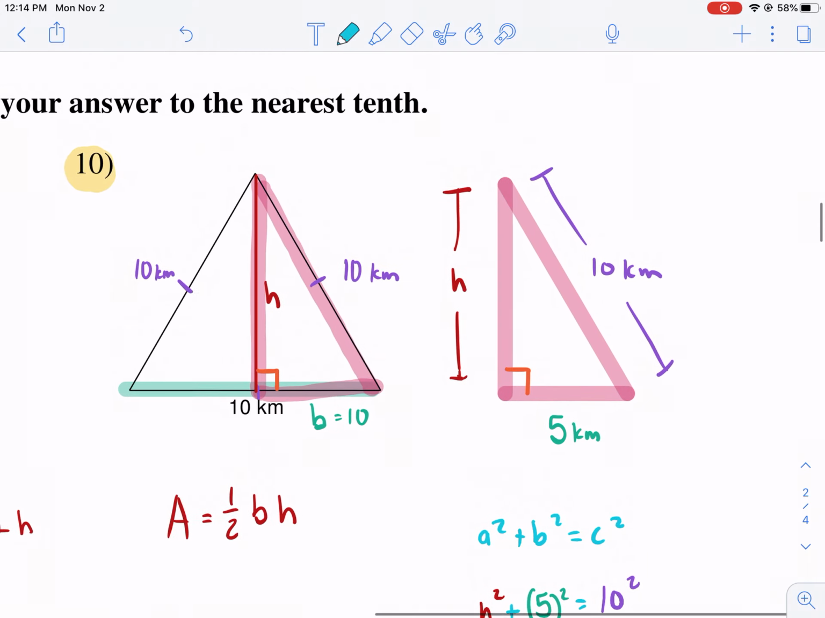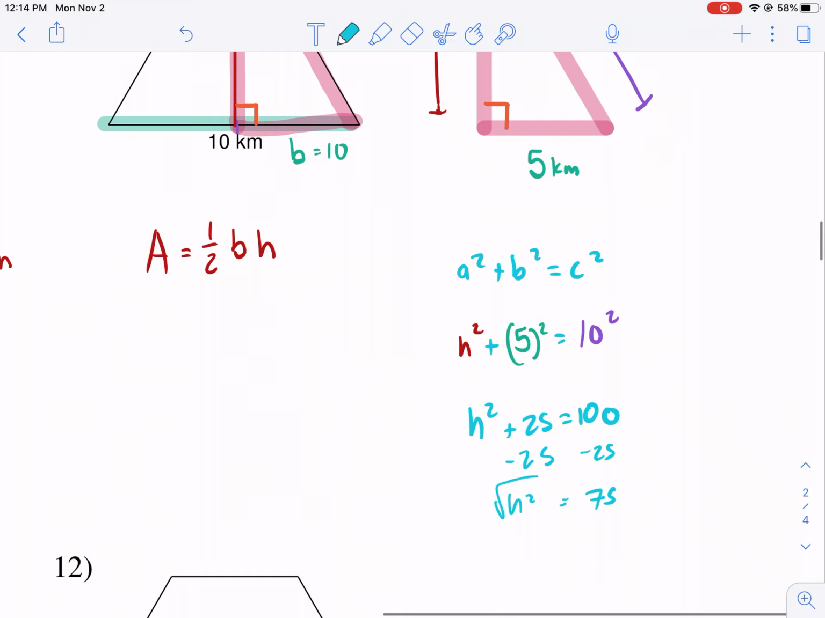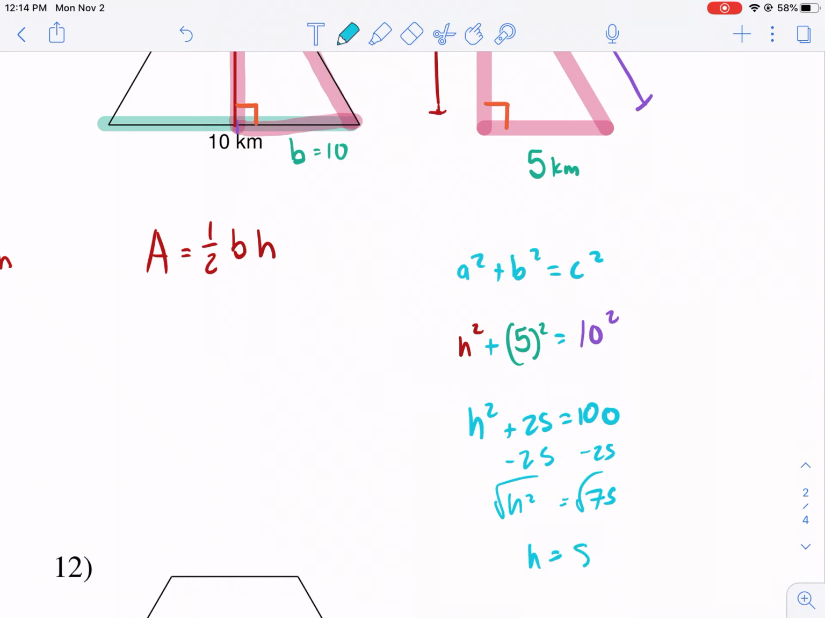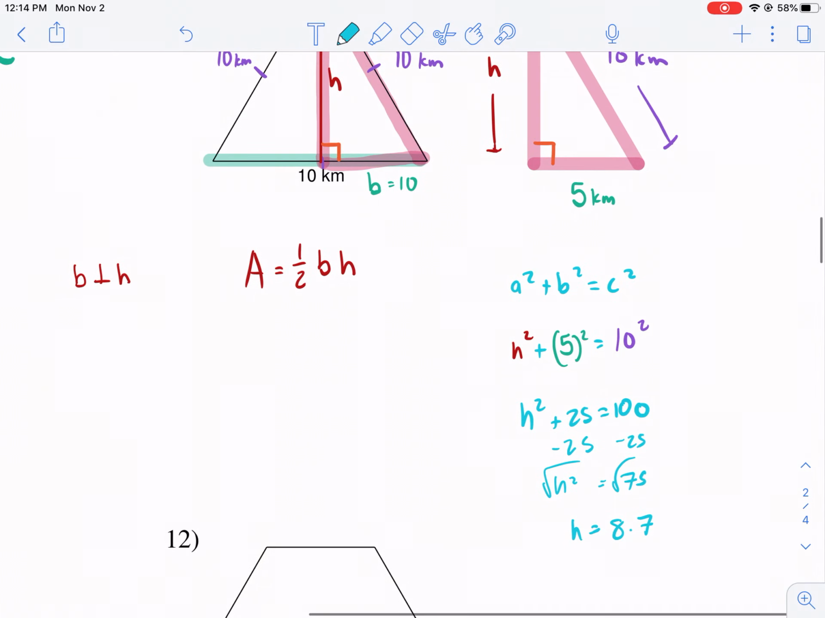Since we're dealing with decimals to the nearest tenth, I'm going to take the square root, and I will get a decimal here, which is h equals 8.66. But we're rounding to the nearest tenth, so I'm going to call this 8.7. Okay, so that's one way to find the height.